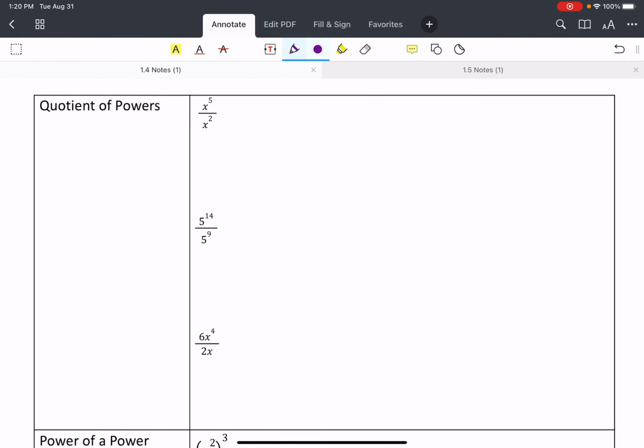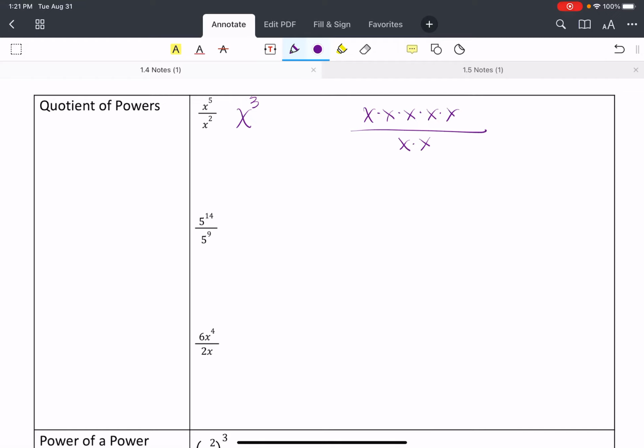Is this one where you subtract? Let's try and see if he's right. If I were going to subtract them, then it would be x cubed, right? Okay, let's do it the long way and see if he's right. On the top one, I'd have 5 x's, and on the bottom one, I'd have 2, right?